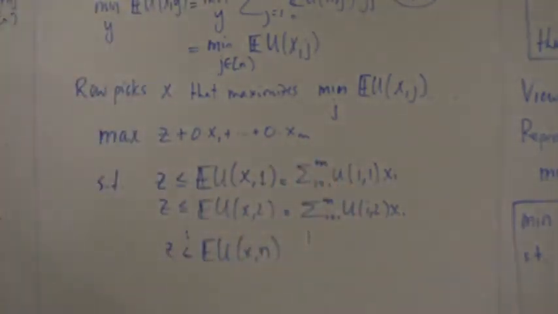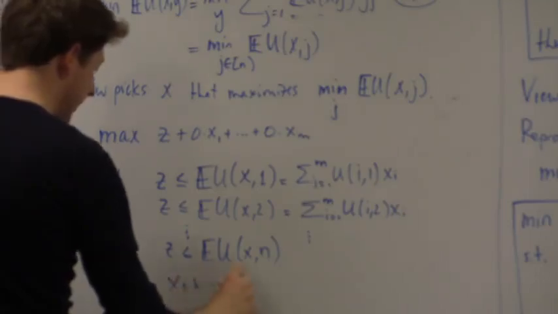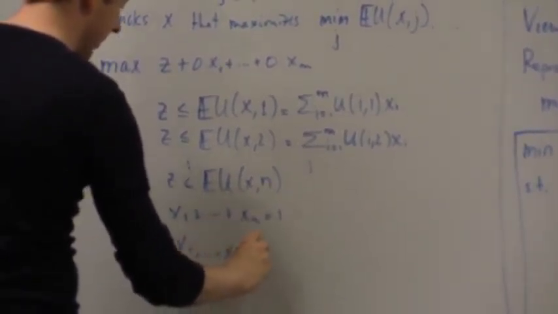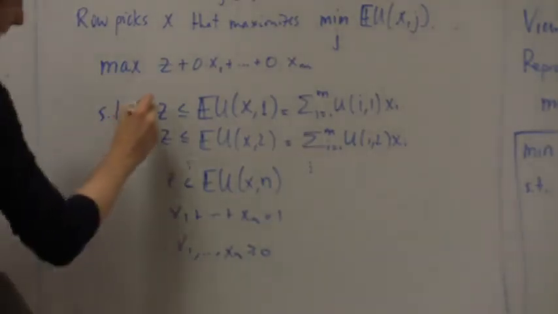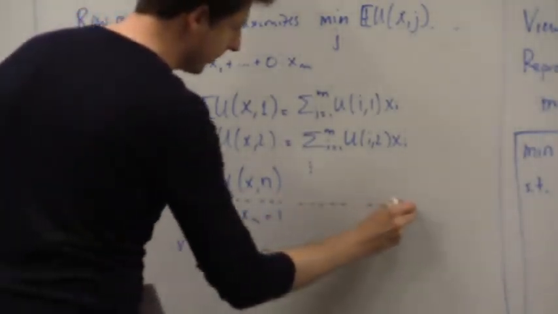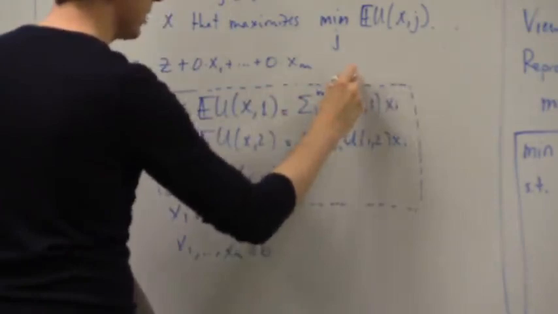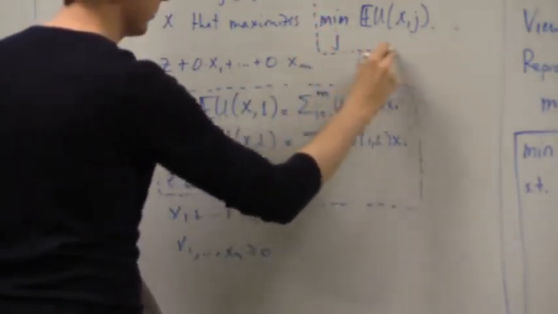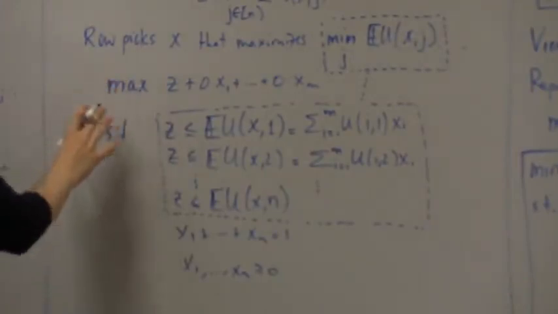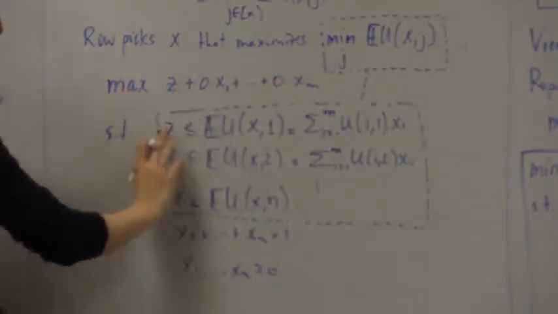That's m. And then we also need to make sure that x is a distribution. So x1 plus up to xm equals 1, and x1 up to xm is non-negative. And again, this gadget here is implementing, as a set of linear equations, this minimum over here. Right? So in this linear program, we maximize z such that this is the case.